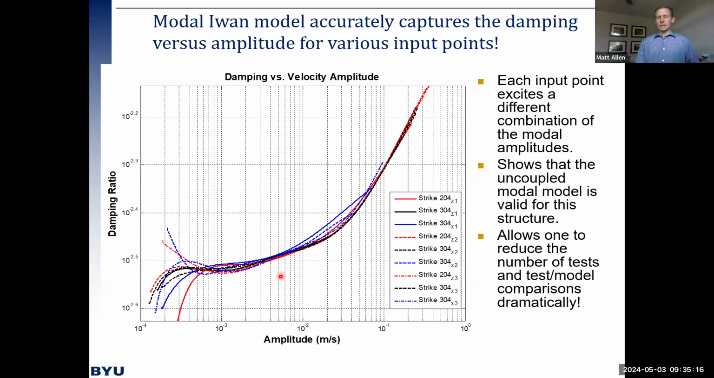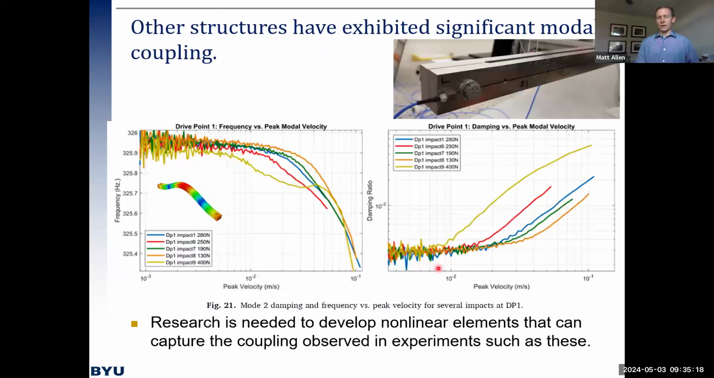So that was a success story. We have other structures where you could argue there's a little less success. This is one that we have in our lab that's called the S4 beam. It's a beam with 2 bolted joints, one on each end. And when you test this structure, what you see, especially if you're focusing on mode 2, this is the mode that tends to shear the joint and tends to have a lot of nonlinearity.